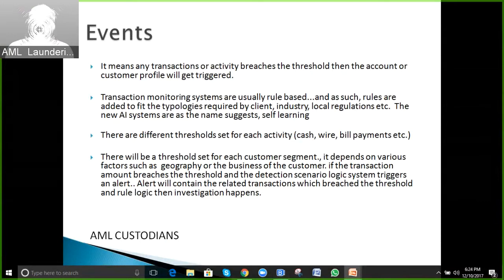So if the transaction amount breaches the threshold and the detection scenario logic, the system triggers an alert. The alert will contain all the related transactions which breach the threshold and rule logic. Then the investigation will start, and we will look into the customer profile, such as the purpose of the account, who the account holders are, the expected activity, and the account size, and we also look into their money in and money out through the different tools.